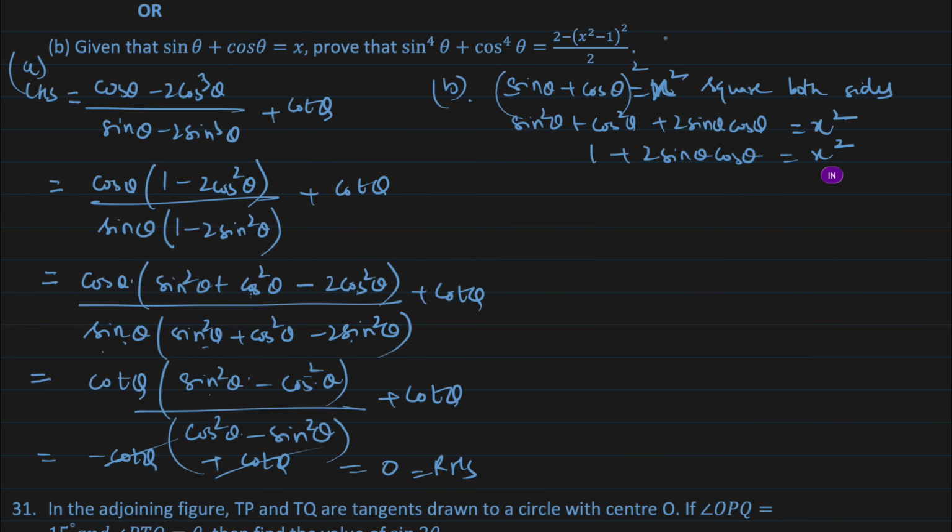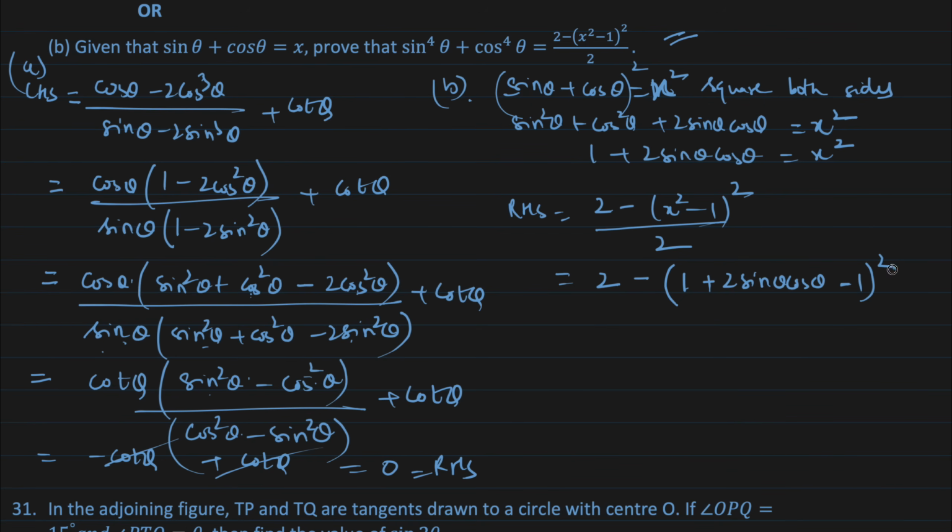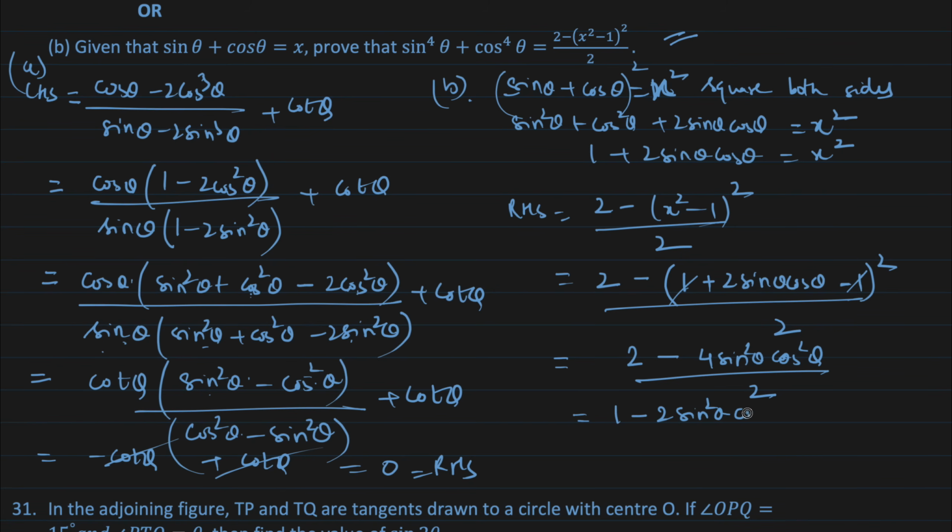Now x square we got the value, so let's begin with the RHS only, which is 2 minus x square minus 1 whole square by 2. Let's put the value of x square, what is the value of x square? 1 plus 2 sine theta cos theta minus 1 whole square by 2. So 1 cancels here, right? So it is 2 minus 4 sine square theta cos square theta by 2. Okay, so we can take 2 common, so that changes to 1 minus 2 sine square theta cos square theta.